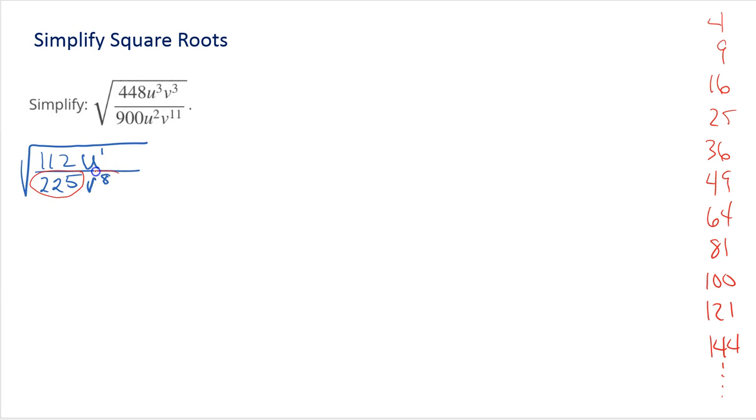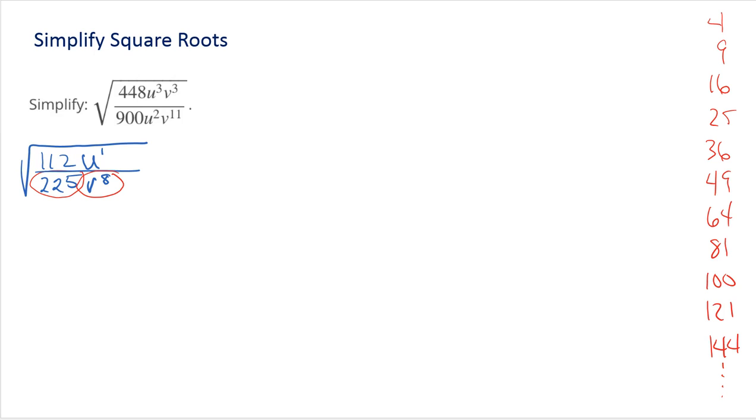So is v to the 8th. Anytime your exponent is an even number, that means that variable, v to the 8th in this case, is a perfect square. Whereas 112 is not on our list over here. That's not a perfect square. And u to the first, that's an odd number. So we will simplify that more in just a minute, but let's just handle the perfect squares now that we can.